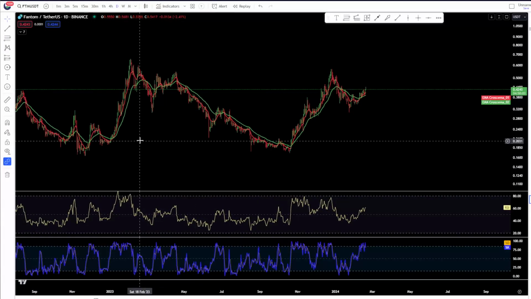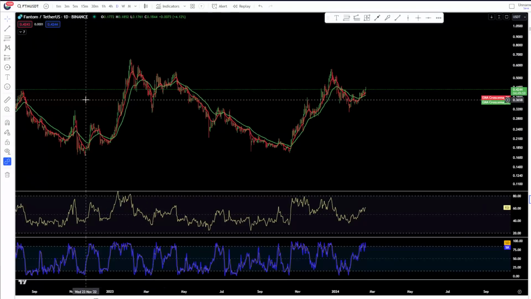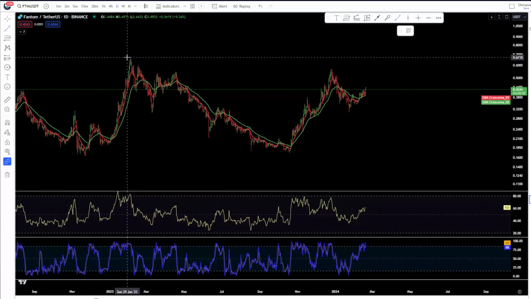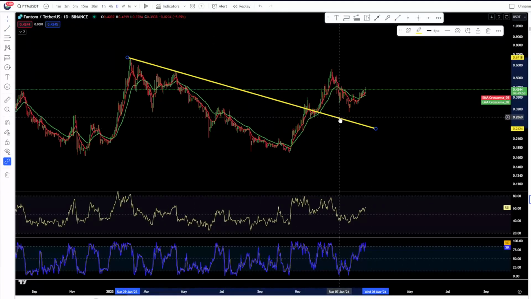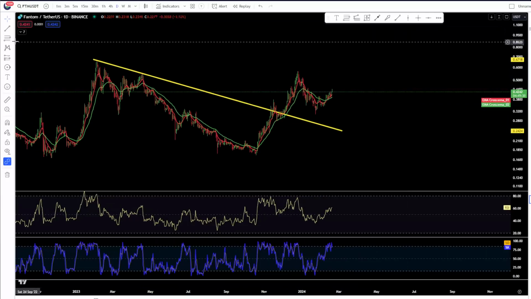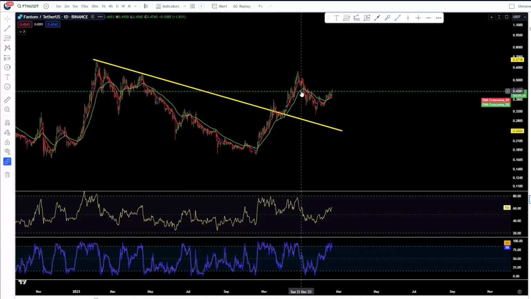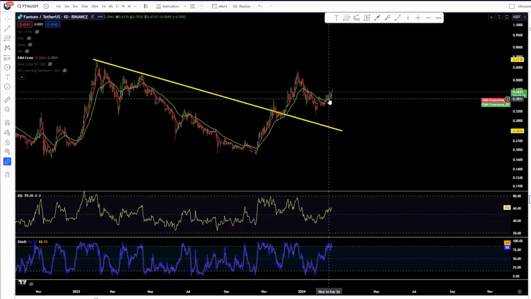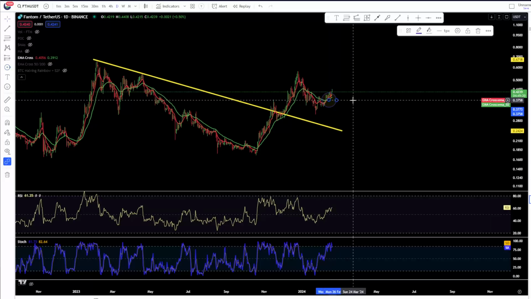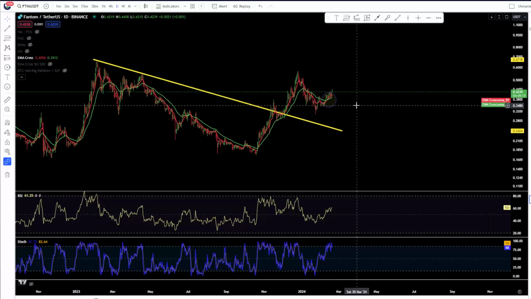Hello everyone, I invite you to review the FTM chart on a 1-day interval. As we can see, the price has broken the downward trend line, above which the price movement is currently maintained. When we look at the EMA cross 10 and 30 indicator, we can see that the red EMA cross 10 line has crossed the green EMA cross 30 line from below, which indicates a local return to the uptrend.